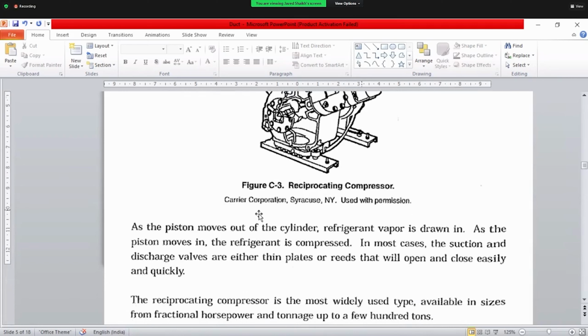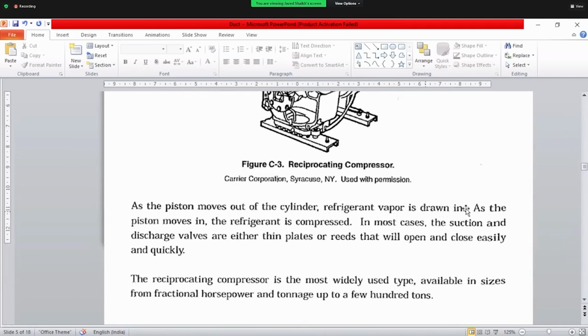As the piston moves out of the cylinder, refrigerant vapor is drawn in. As the piston moves in, the refrigerant is compressed. Correct? In most cases, the suction and discharge valves are either thin plates or reeds that will open and close easily and quickly. So instead of a valve, there are plates designed for reciprocating chillers. The reciprocating compressor is the more widely used type. So it is also used mostly.